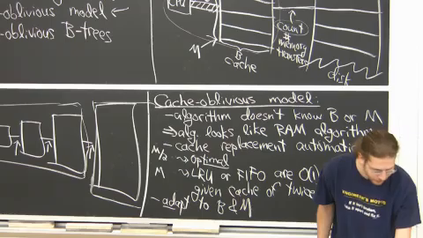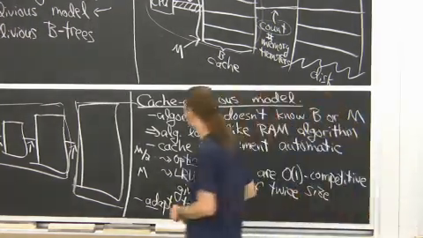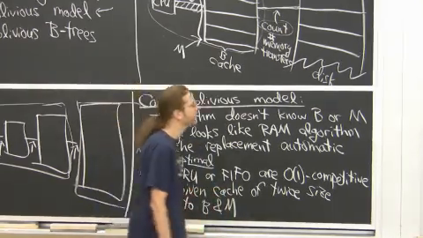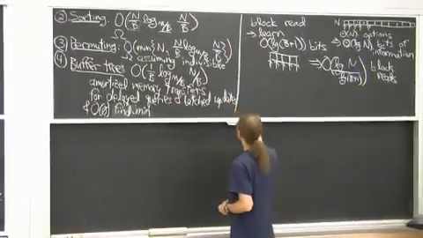In some sense, the most surprising thing about the cache oblivious world is that it's possible. You can work in this model and get basically all of these results. So let me go over these results.